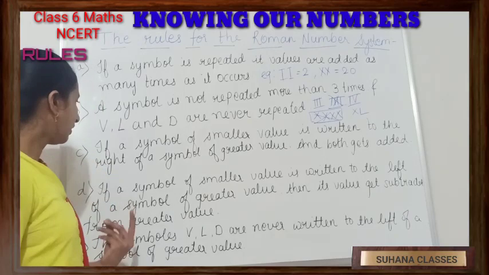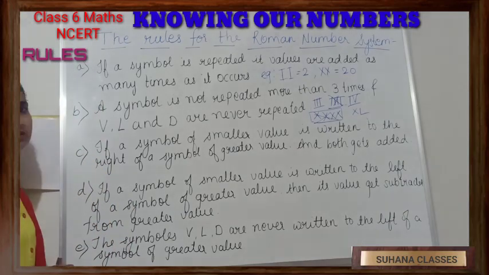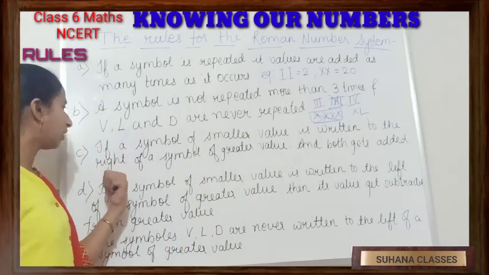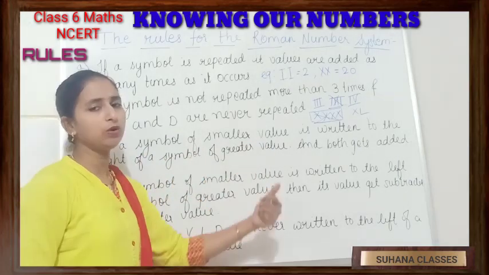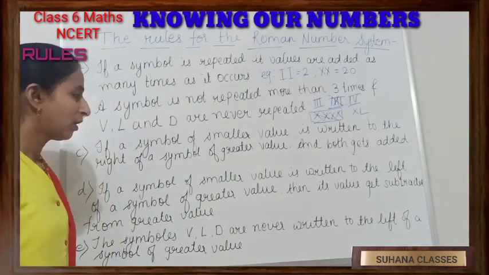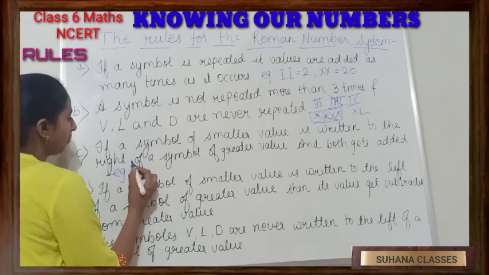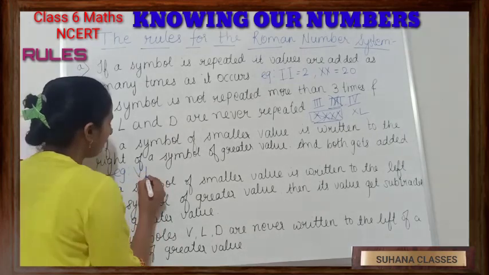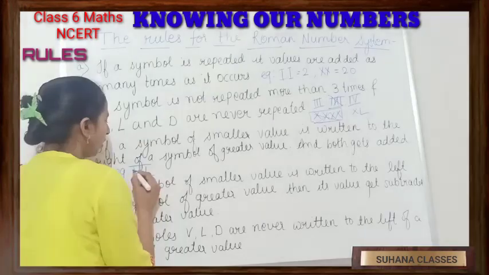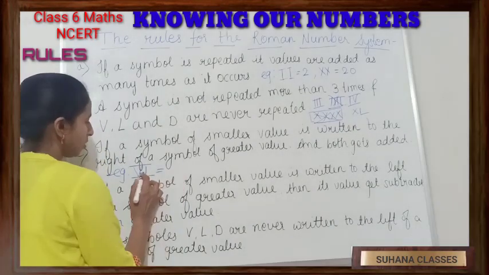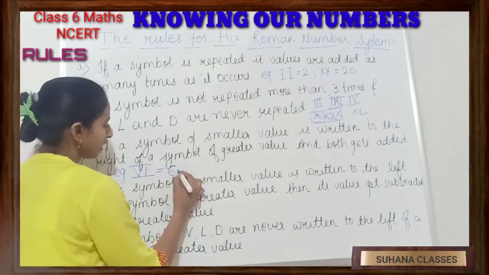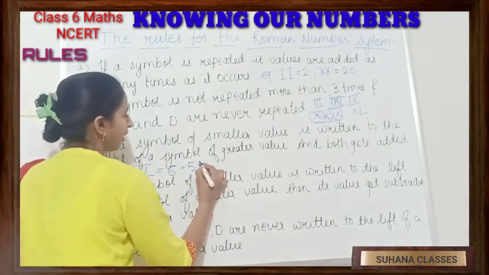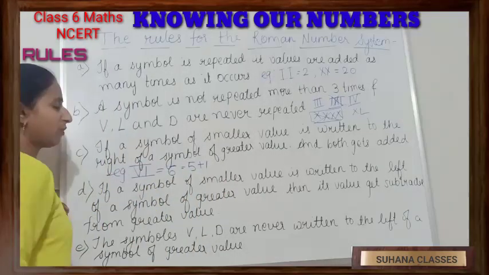So let's see our third rule. What does the third rule say? If a symbol of smaller value is written to the right of the symbol of greater value, then both get added. For example, here I wrote 5 and here I wrote 1. So what is this total number known as? This number is known as 6. How did this 6 come? It is 5 plus 1. So this is our third rule.